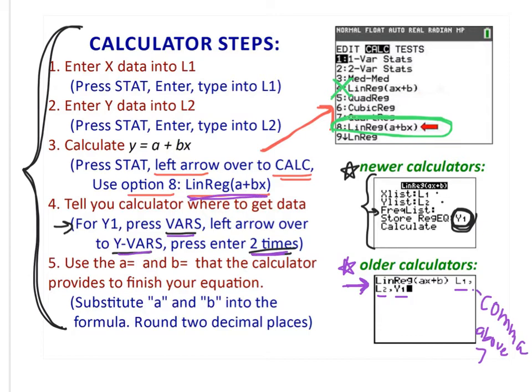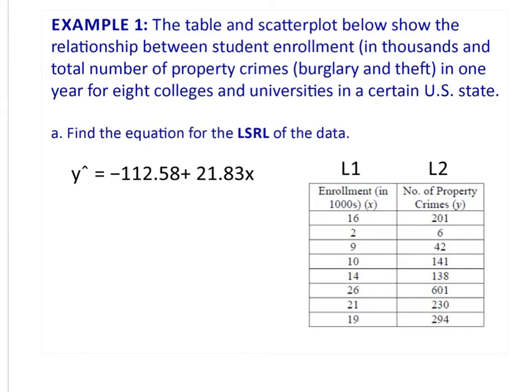So once you type this in or this in, depending on your calculator, press enter, and you're going to get A equals and B equals. Your calculator is going to give you what is A and what is B, or what is the y-intercept and what is the slope for your equation. So all you do is substitute those values in for A and B, rounding to 2 decimal places. So if you follow those steps for this data set, this is the y hat equation that you will get.